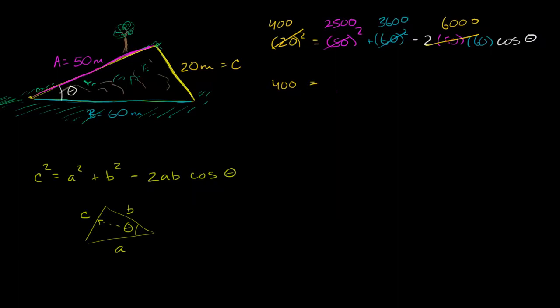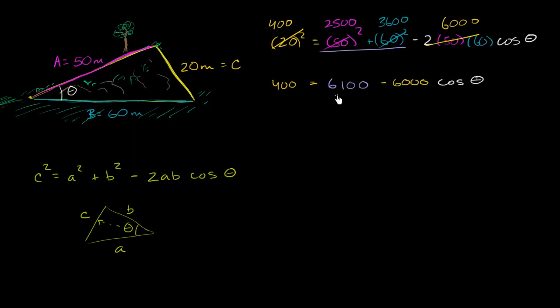Let me do this in a new color. So when I add these two, I get 6,100. Did I do that right? Yeah. So it's 2,000 plus 3,000 is 5,000. 500 plus 600 is 1,100. So I get 6,100 minus 6,000 times the cosine of theta.